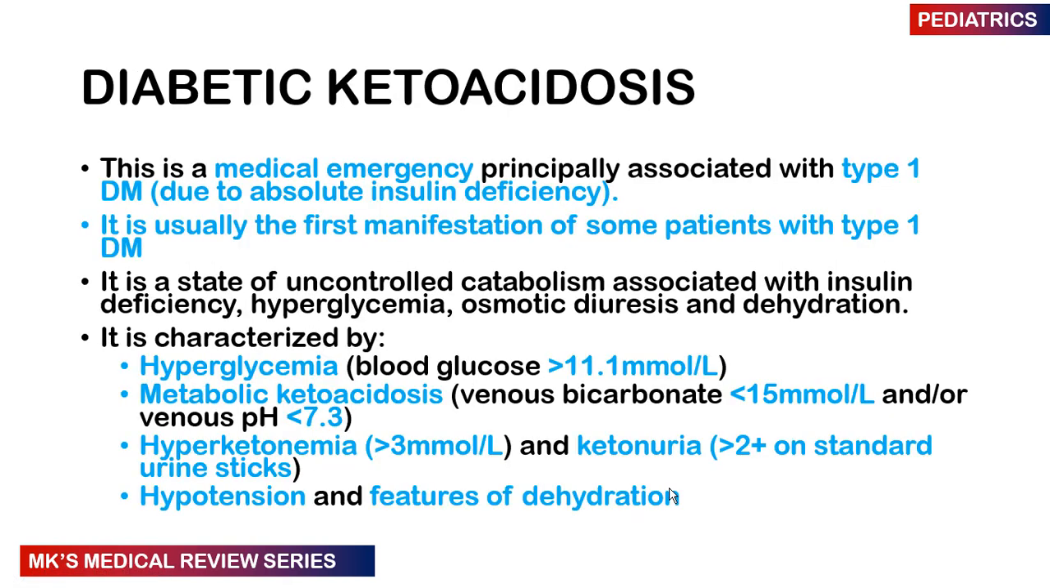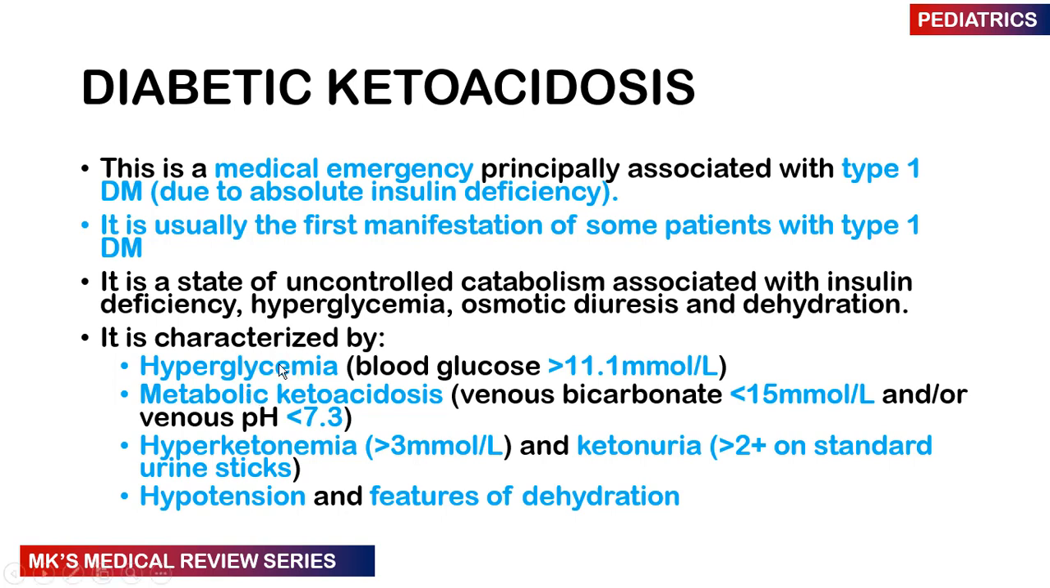So remember that this is a medical emergency and it's going to be associated with type 1 diabetes. It can also be seen with type 2 diabetes, but we're going to focus on type 1 diabetes because that's much more common in children. It's due to an absolute insulin deficiency. It can present as the first manifestation of type 1 diabetes, especially in adolescents. In diabetic ketoacidosis, you have uncontrolled catabolism associated with insulin deficiency, hyperglycemia, osmotic diuresis, and dehydration.